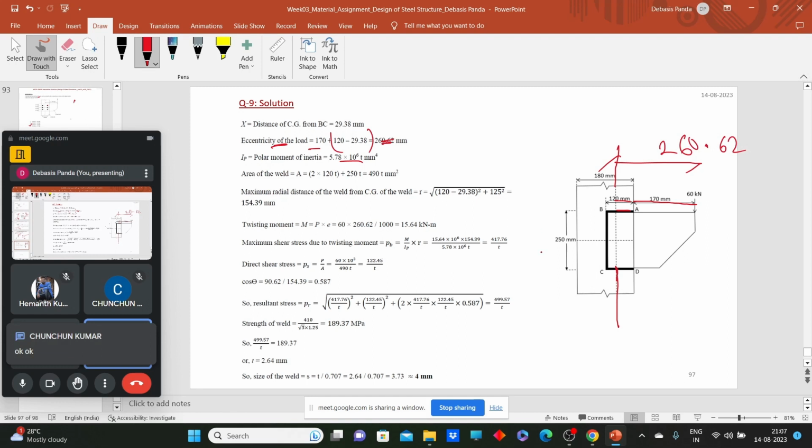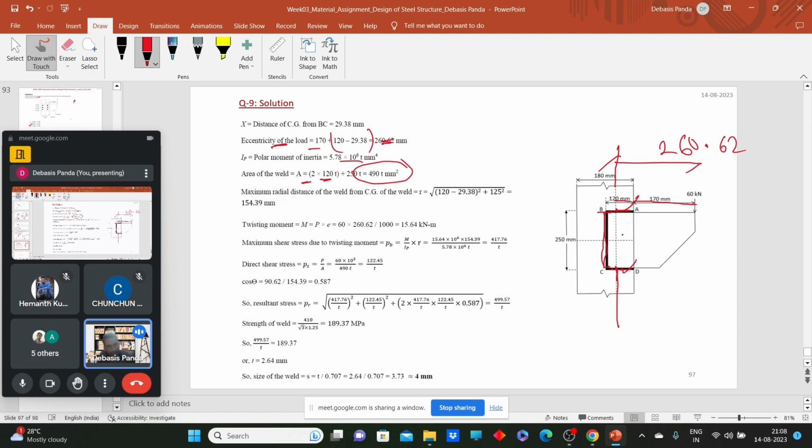Okay. Now what will be the area? How much area should I have? Area here on this side, on this side, and on this side. We have three areas. So what will be the area of this weld? So area will be 2 into, for this side and this side, 2 into 120 into T. And for this side, what is the width of this side? 250 mm. 250 into T. T is the thickness or throat thickness. So total effective area is that.